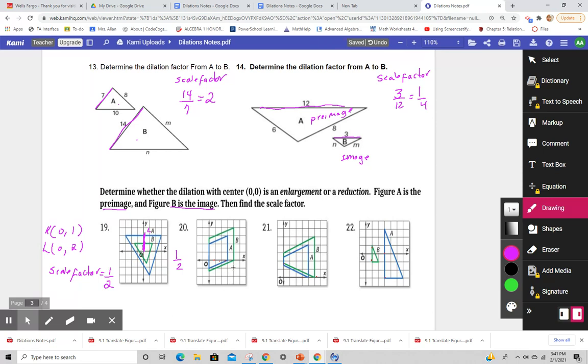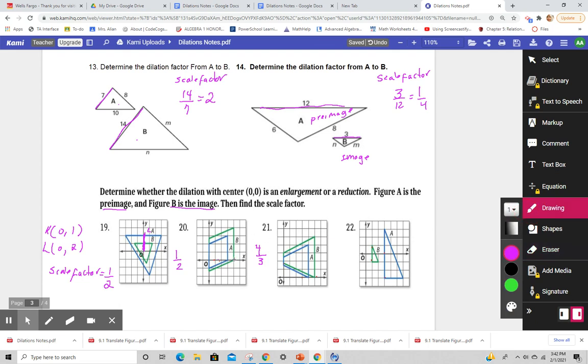We can do the same thing here. This is the image and this is the pre-image. So we'll start with this. We can use the y-axis to do the same thing. How far is this away from the y-axis? How many units? 1, 2, 3, 4. It's 4 units away. How far is the pre-image? It's 3 units away. That's your scale factor right there. You can do that too. Okay, so there's multiple ways to do it.